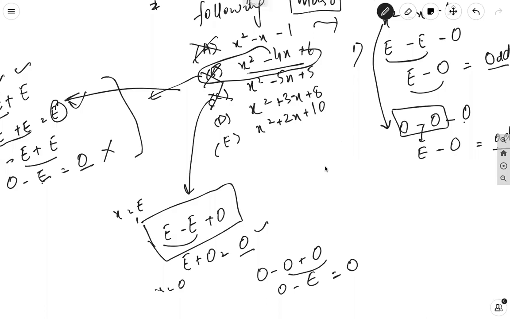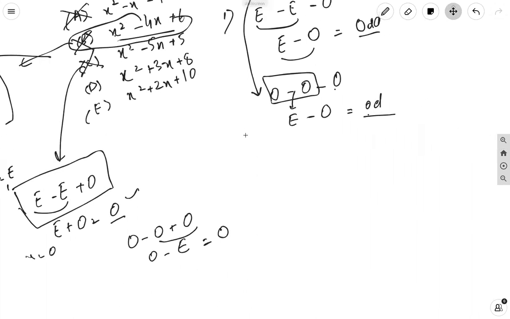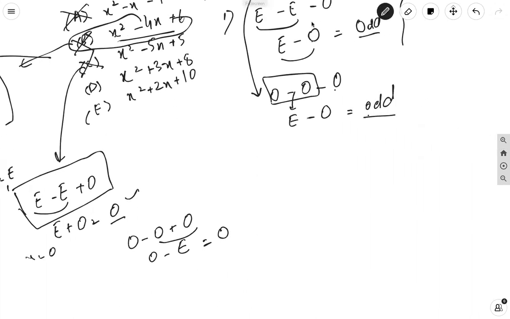Okay. So now let's move to the first. Let's solve E. First, let's solve E. So that is x square plus 2x plus 10.